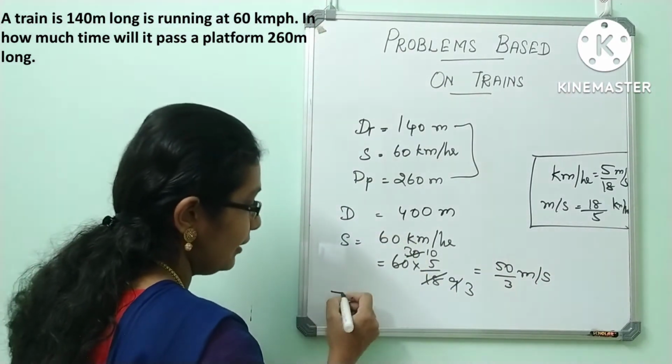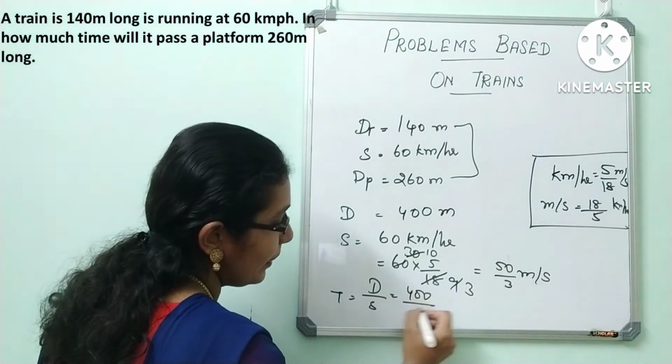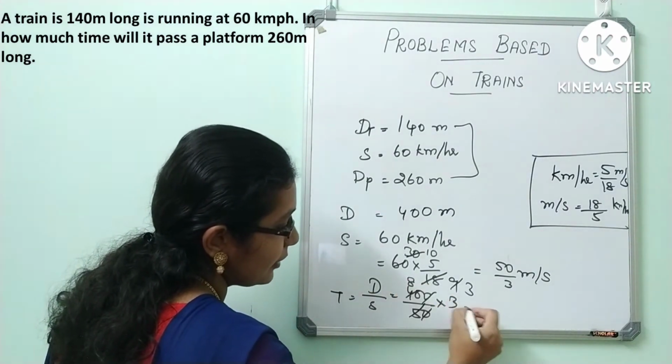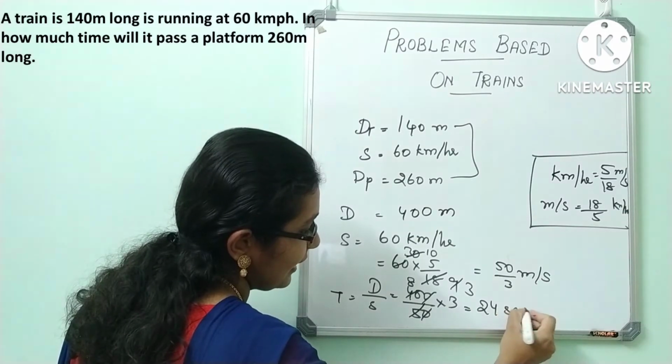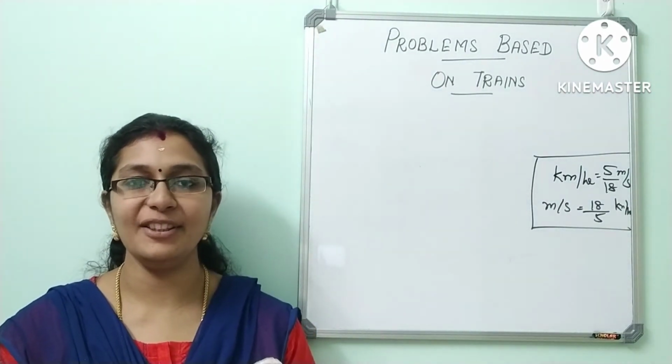Now find the time. Time is equal to distance by speed, which is 400 by 50 into 3. Correct? 5 8s are 40. So 24 seconds is your answer. Clear? Yes. See the next question and try to solve it by yourself.